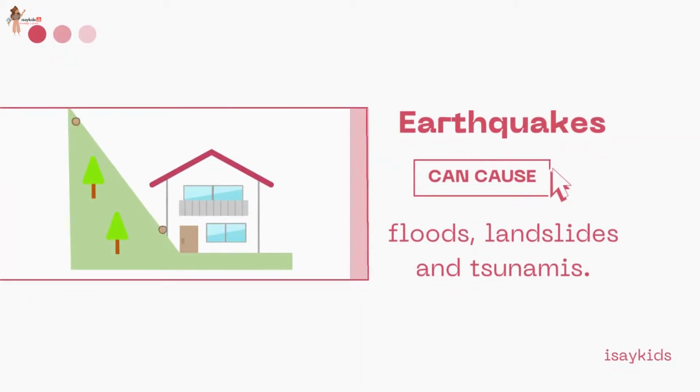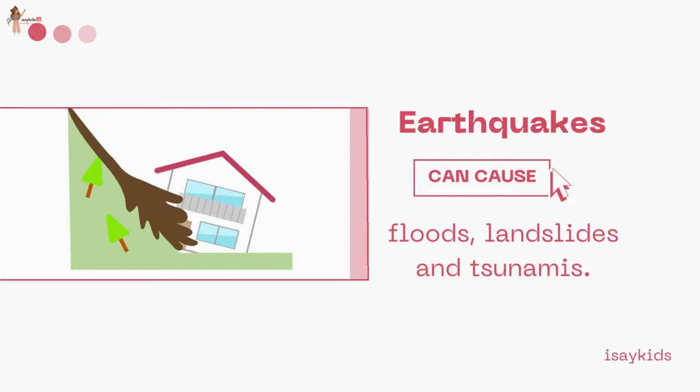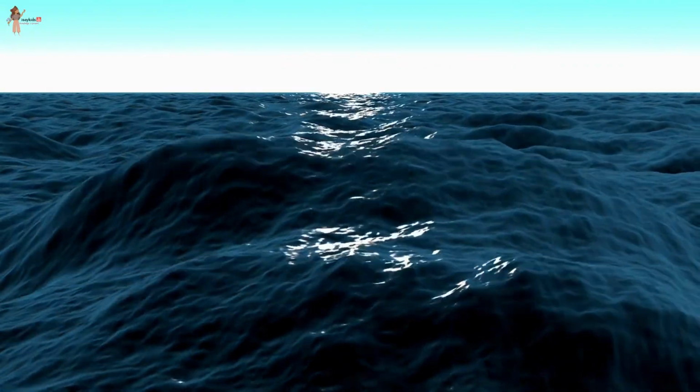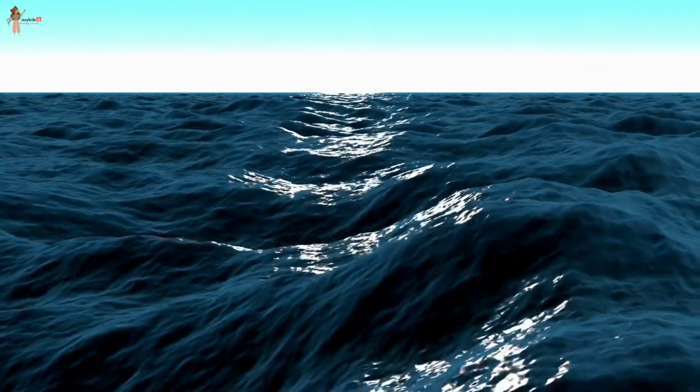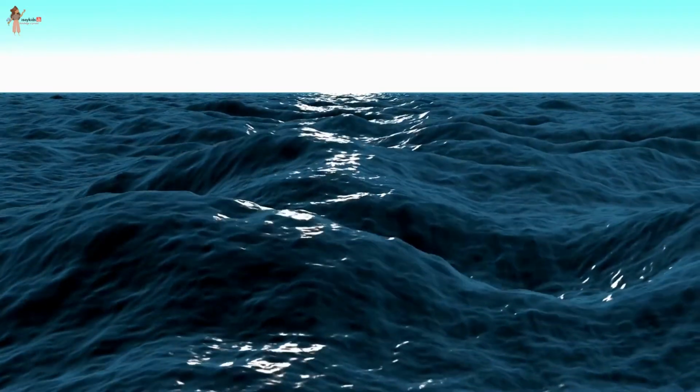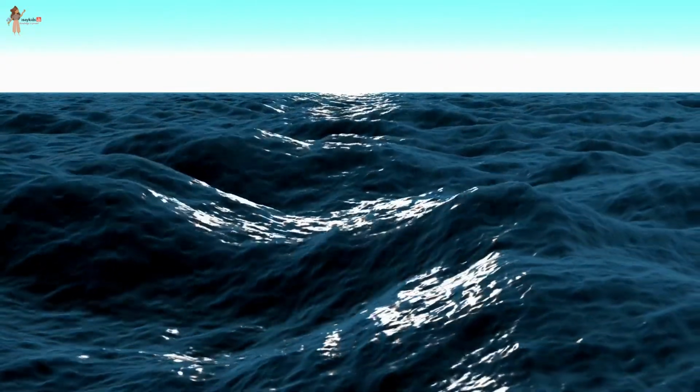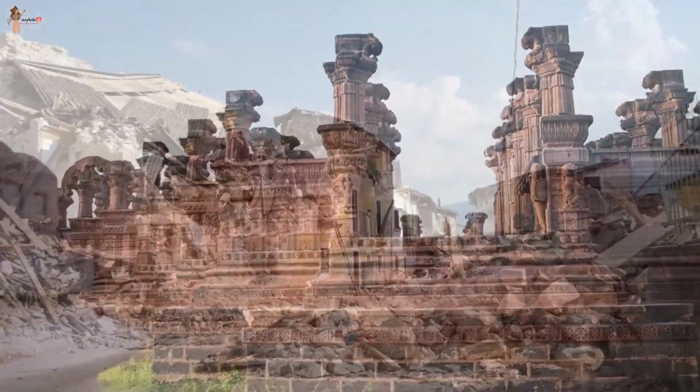Earthquakes can cause floods, landslides, and tsunamis. A major tsunami occurred in the Indian Ocean on 26 December 2004. All the coastal areas around the ocean suffered huge losses. A major earthquake occurred in India on 8 October 2005 in Uri and Tangda towns of North Kashmir. Before that, a major earthquake occurred on 26 January 2001 in Bhuj district of Gujarat.